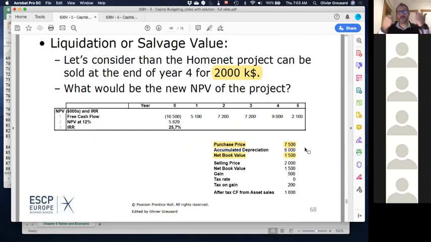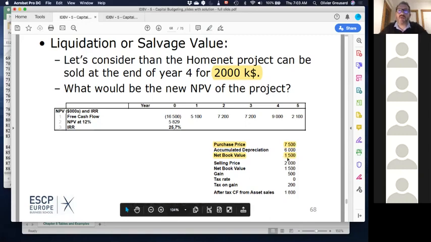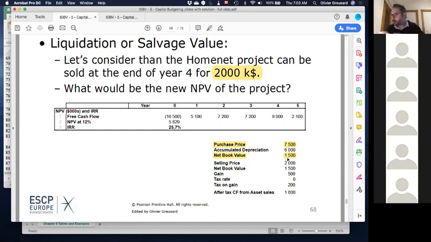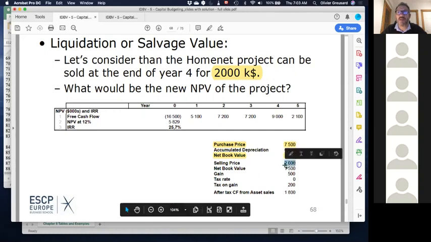Which is clear, because remember that in year 5, the only thing we consider is the depreciation on the machine. This is the depreciation that did not happen, so we have 1,500 now at the end of year 4. The book value, the accounting value, the residual value of the machine when we sell it, is 1,500. So our gain is the difference between the selling price, 2,000, and this net book value, 1,500. So the gain is 500.